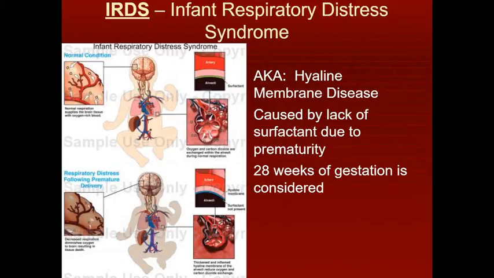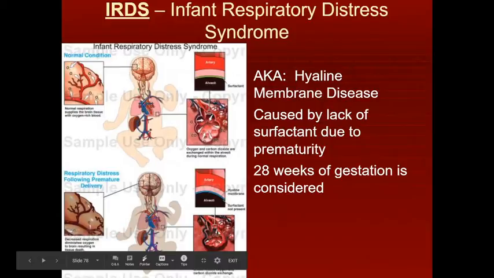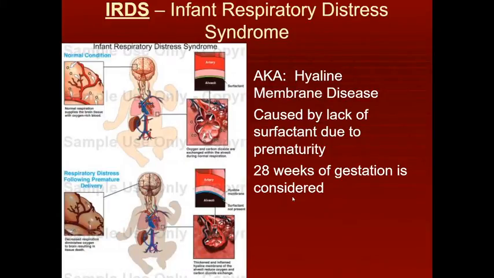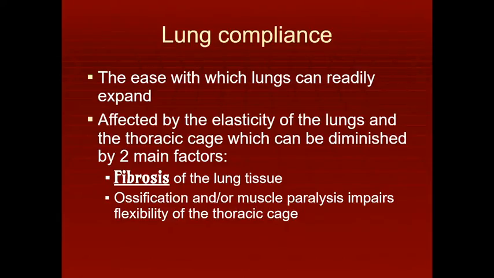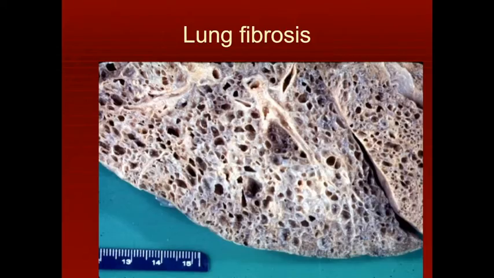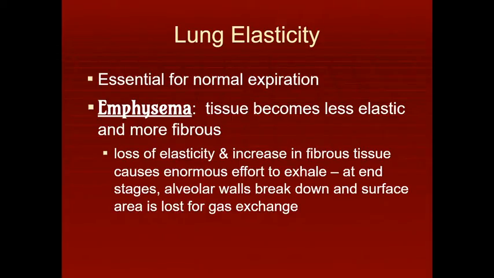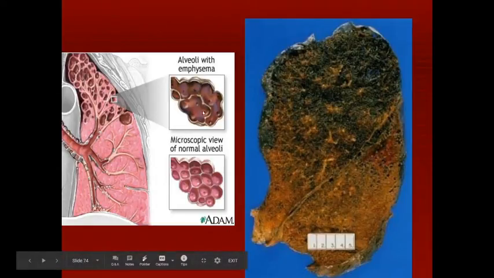Okay, so we have IRDS here, right? Premature babies. The cells haven't developed in the lung like they should, so we don't have surfactant, which means baby has to work really, really hard in order to breathe. We talked about lung compliance. We want the ability for it to expand easily, and when it doesn't, it's usually fibrosis, and that don't look good. Lung elasticity, we want it to be able to recoil back down and push air out. That's emphysema, and if we leave that pressure high, we're going to start messing with these alveolar walls.